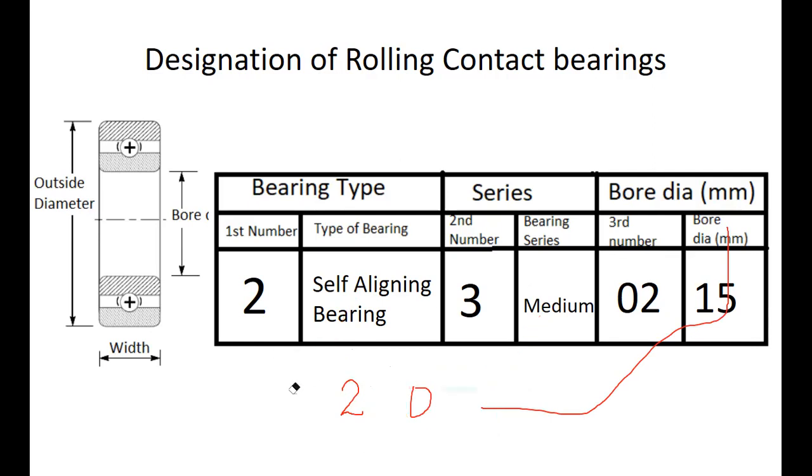Right? See guys, if you don't understand the designation, then when you solve the numericals and have to select a bearing number from a manufacturer's catalog, you won't be able to understand which bearing table you should refer to and how you should select a bearing. So before we start with the numericals of rolling contact bearings, this topic is very important. It tells us how many types of bearings there are and what is the meaning of a particular 4-digit or 5-digit number.